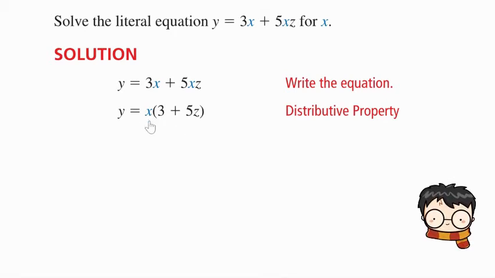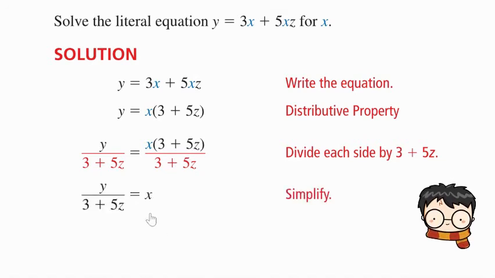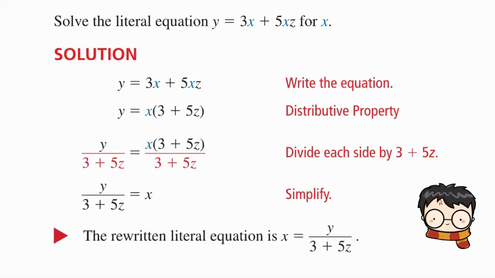Now, x is only one variable. Next, we're going to divide both sides by the expression in the parentheses, 3 plus 5z. The 3 plus 5z's will cancel out, leaving just the x by itself. So the equation is written as x equals y divided by 3 plus 5z.